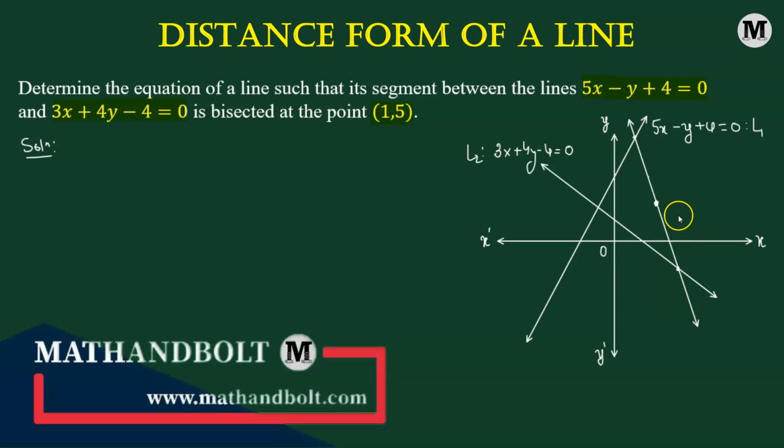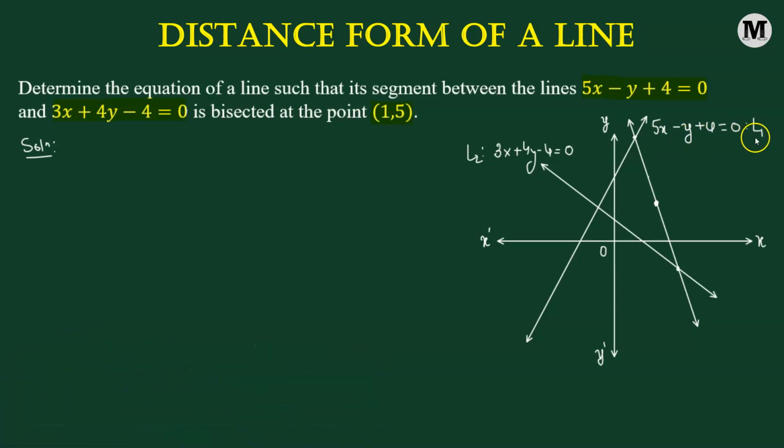So here we have considered three lines. Let's go through each of the lines. We are denoting the line 5x minus y plus 4 equals 0 as L1. We are considering the line 3x plus 4y minus 4 equals 0, and we're denoting it by L2. Then we have the third line L3, and we need to determine the equation of this line.